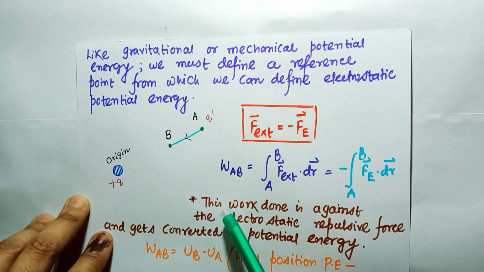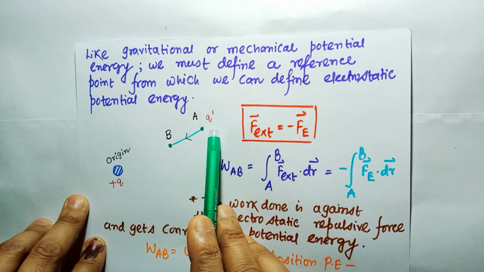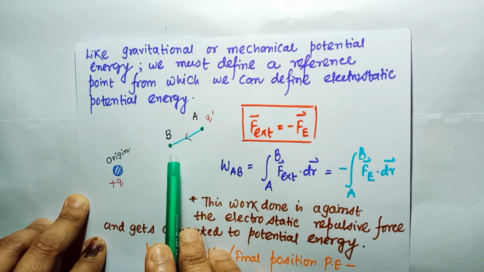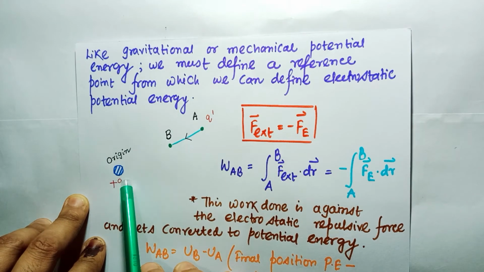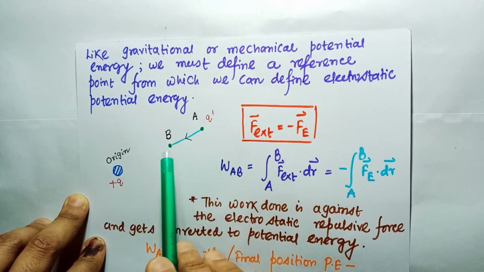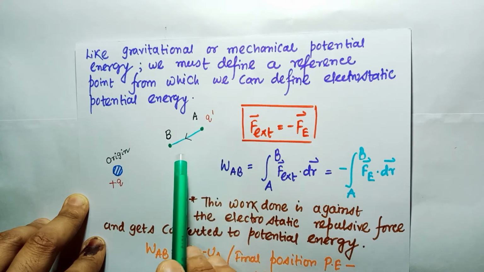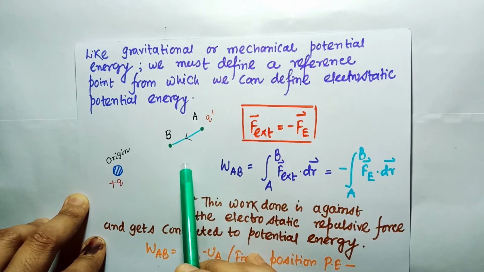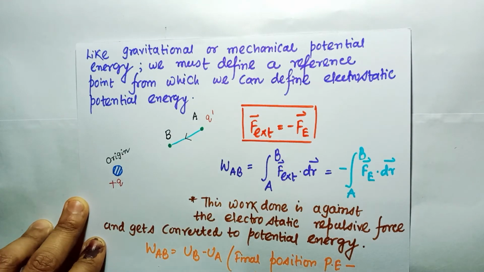Suppose I bring the charge q prime from A to B, and at the point the charge reaches B, I remove the external force. The electrostatic force due to this plus q charge will push q prime away, and the potential energy that has been stored in q prime will get converted to kinetic energy. In this scenario, the sum of the kinetic energy and the potential energy is conserved. So we can say that the electrostatic force is conservative in nature.